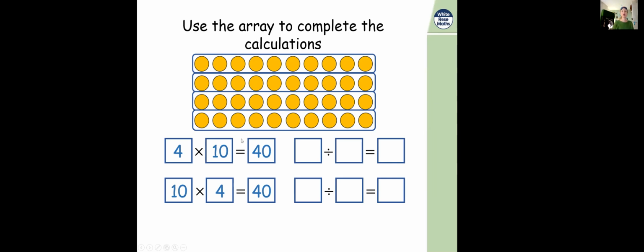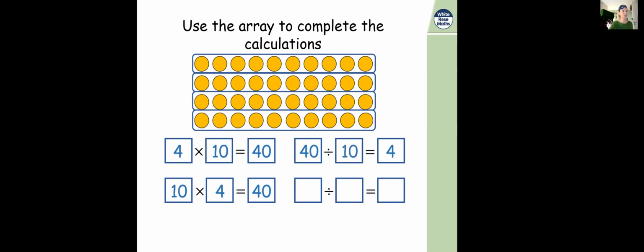Using those numbers that we've got and our knowledge on division and sharing and everything else, what did you get for your division sums? Start with the total. The total is 40, isn't it? 40 divided by 10. 40 divided by 10 is 4.